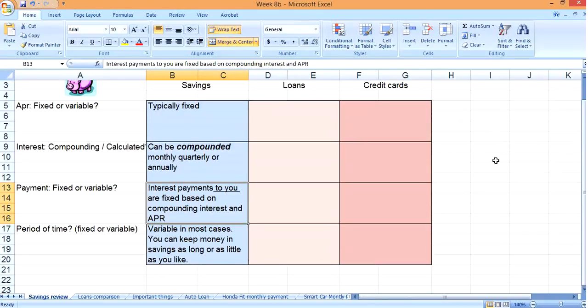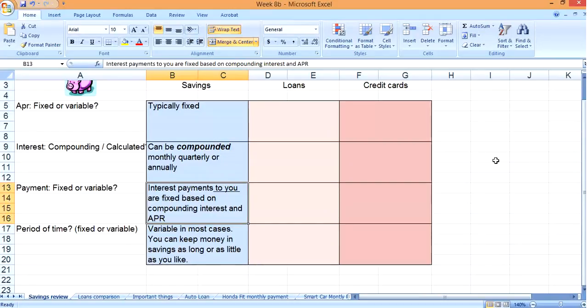So last time we talked about savings accounts. With a savings account, we have some interest rate that compounds either monthly, quarterly, or annually and pays interest to us. Typically for a savings account, that interest rate is going to be fixed. It's not going to change on us. It's going to be paid to you at a fixed amount as long as you keep that money in that account. And the savings account is variable. So most of the time you can keep your money in as long as you like. Most savings accounts tend to be liquid, so you can move money in and out of them as you please.